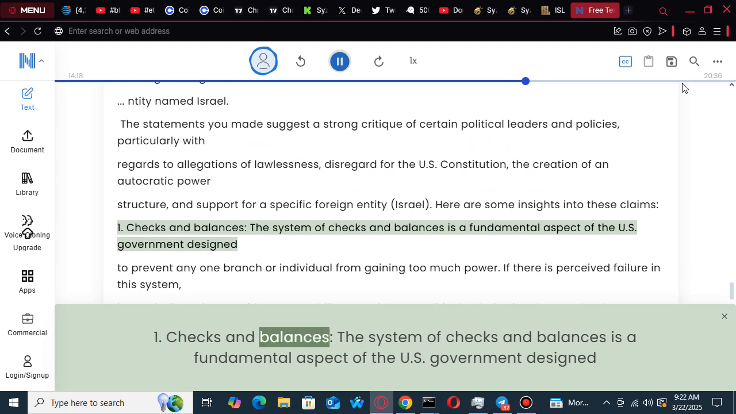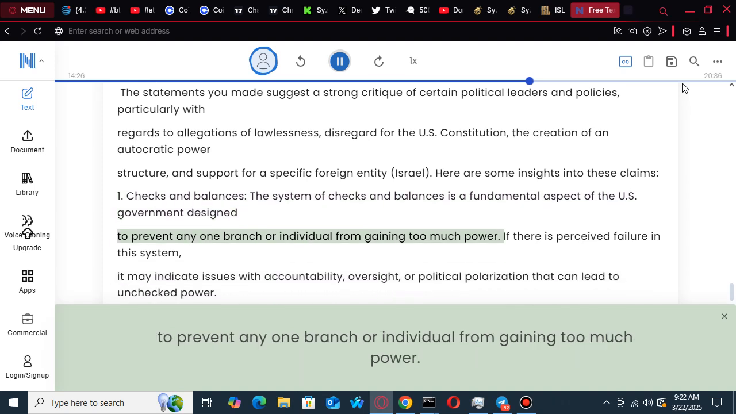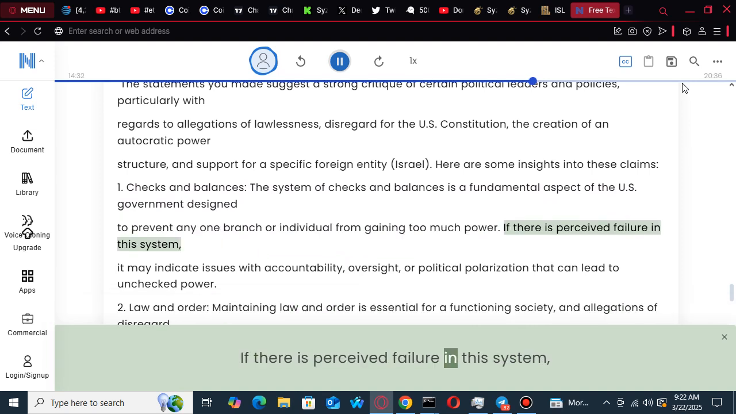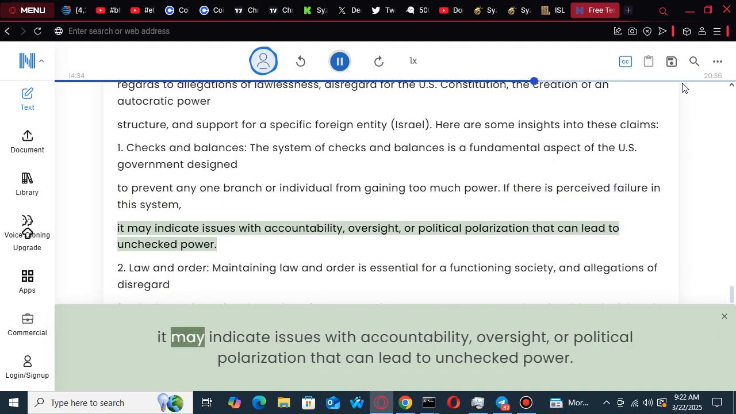1. Checks and balances. The system of checks and balances is a fundamental aspect of the U.S. government designed to prevent any one branch or individual from gaining too much power. If there is perceived failure in the system, it may indicate issues with accountability, oversight, or political polarization that can lead to unchecked power. 2.